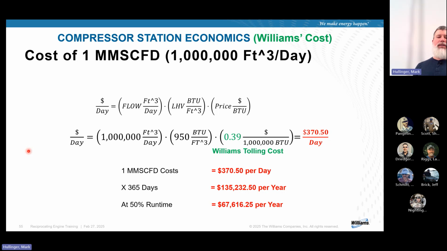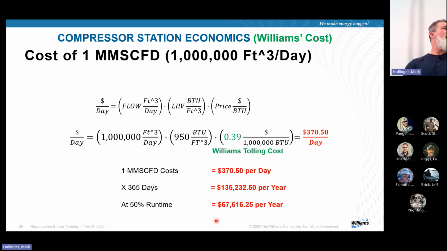Bottom line, right? But how does it correlate? So when you're looking at it, you take your flow, 1 million, 6 zeros, times a BTU factor. And if you don't know, just use 950. And then for transmission, our tolling cost is about 39 cents per MCF. That's about what we make as tolling. So we don't own the gas, right? We just charge the tolling fee. So that's about $370 a day that we get to pocket for 1 million standard cubic feet per day, okay?